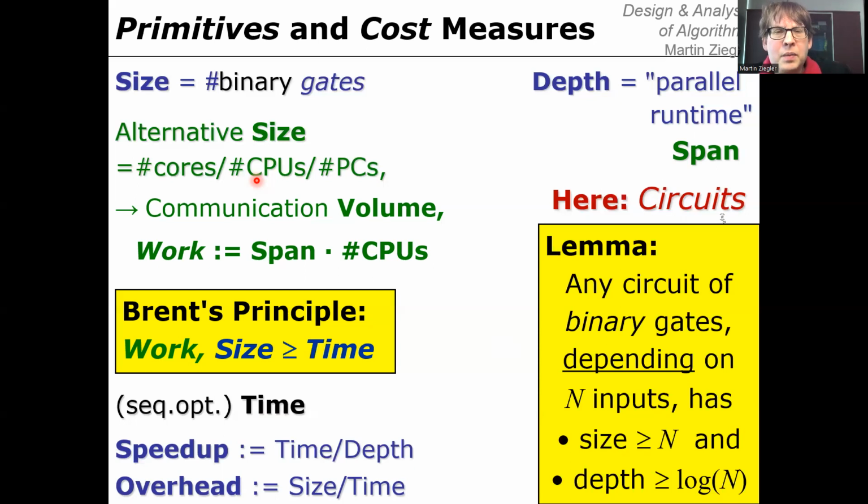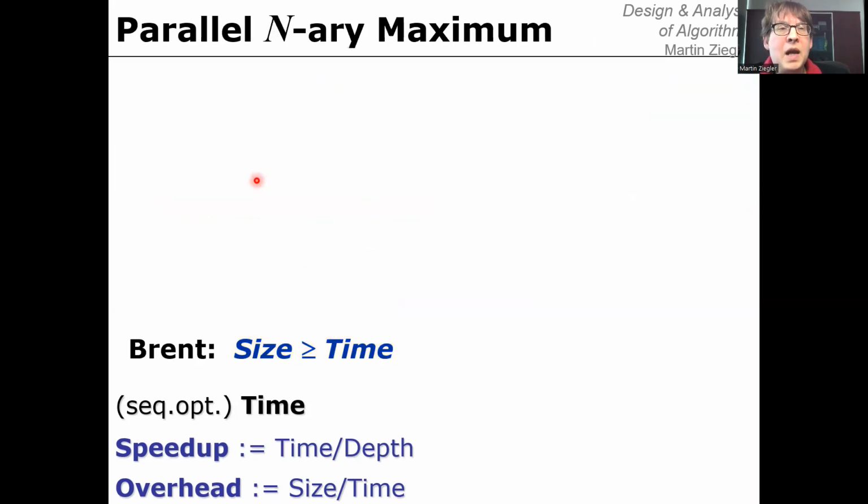So put differently, if we were to design a parallel algorithm or a circuit for sorting, and this circuit has depth log n, then this is going to be optimal depth. And similarly for many other problems that we're going to consider, our goal will be to devise circuits of logarithmic depth, because then this is going to be optimal parallel runtime according to this lemma. And let's start with one such first example, namely calculating the maximum of n numbers.